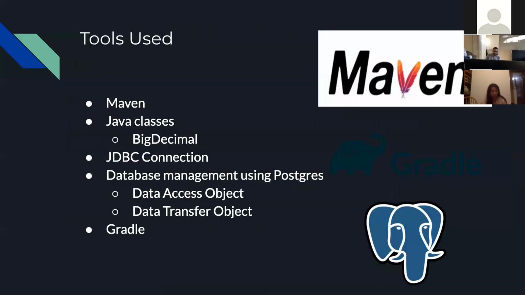So the tools we used, the first one we used was Maven. What Maven is, it's a build automation tool used primarily for Java projects. It addresses two aspects of building software. First, it describes how software is built, and second, it describes its dependencies. So with a pom.xml file, we were able to add new dependencies and add new functionality to our application.